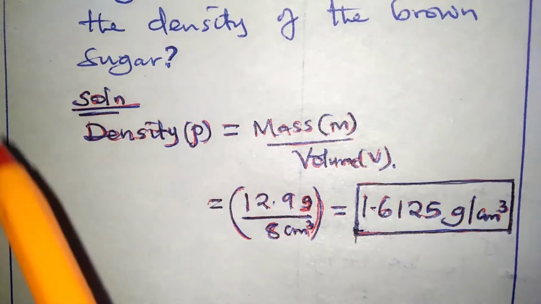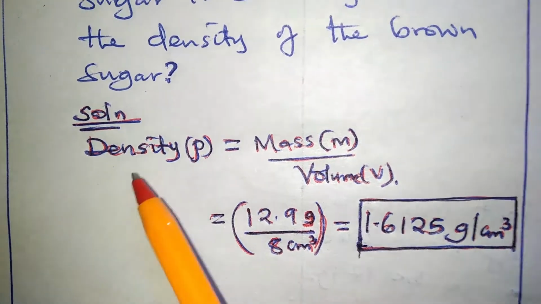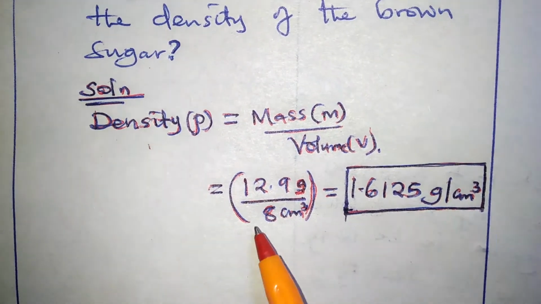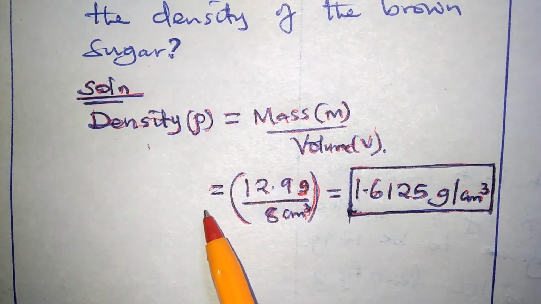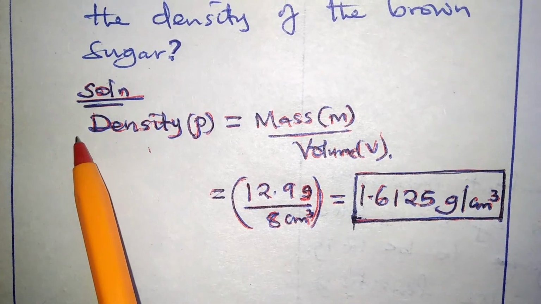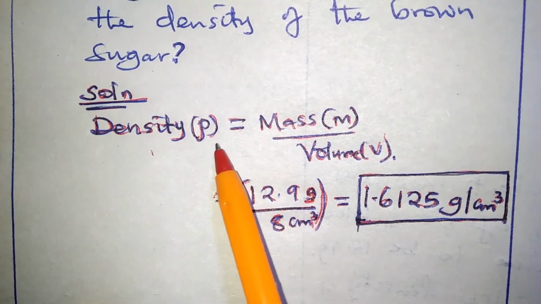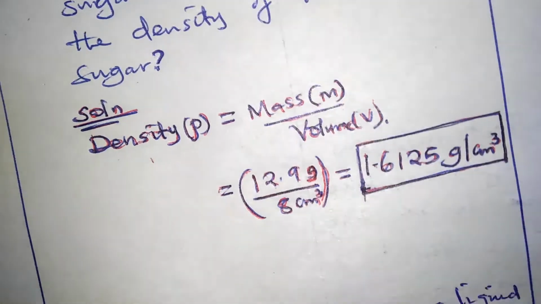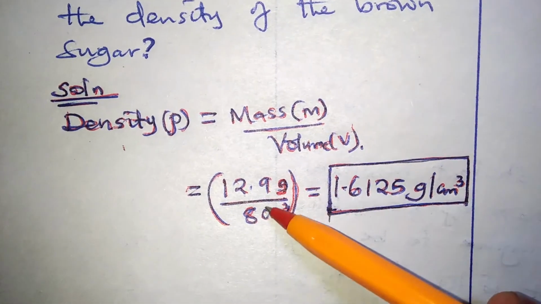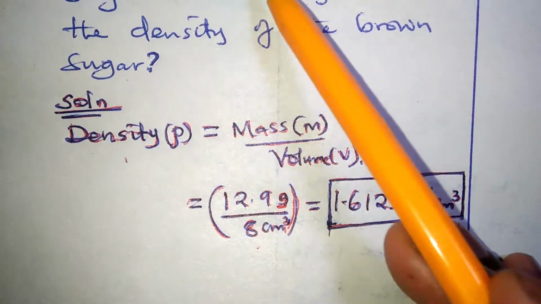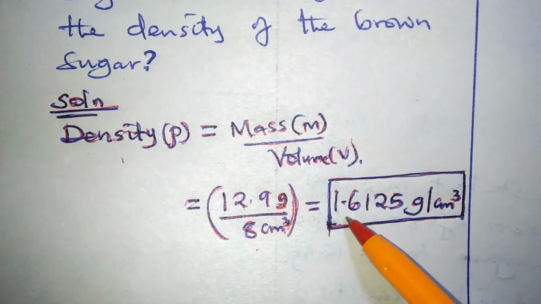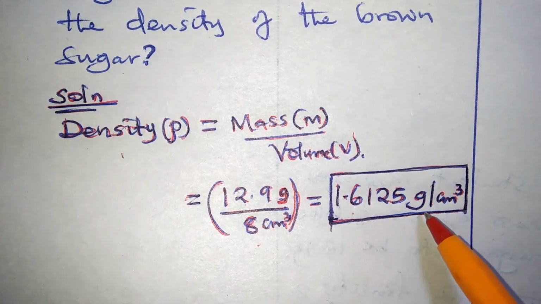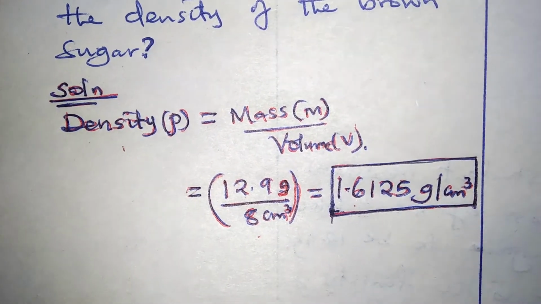Now, to solve this, we need to use the formula: density is equal to mass over volume. So our mass, which is 12.9 grams, we divide by 8 centimeters cubed, and the result, if you use your calculator, is 1.6125 grams per centimeter cubed.